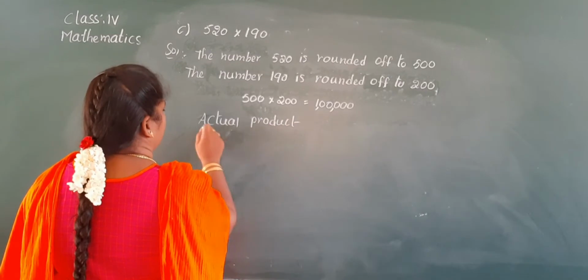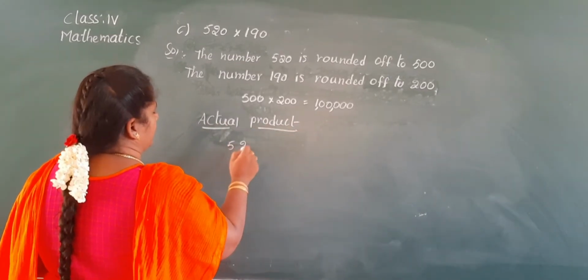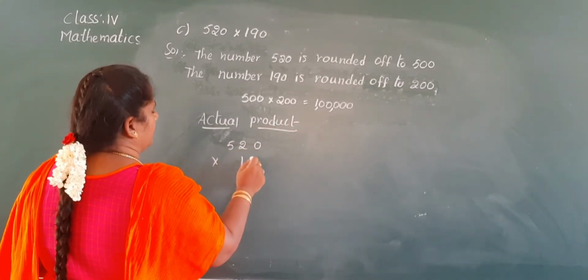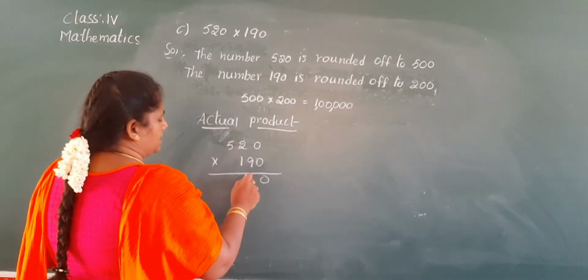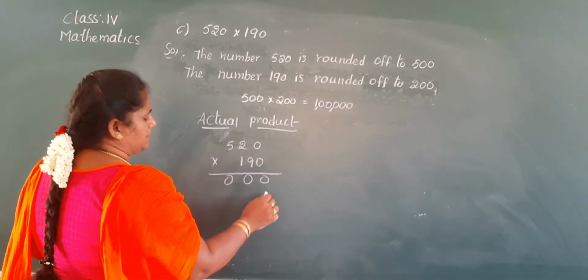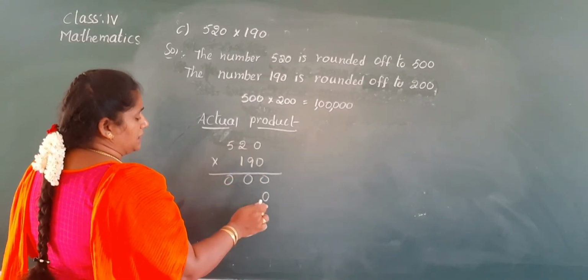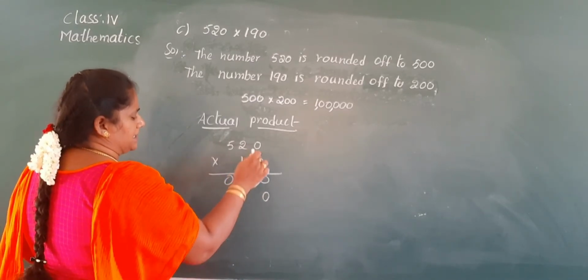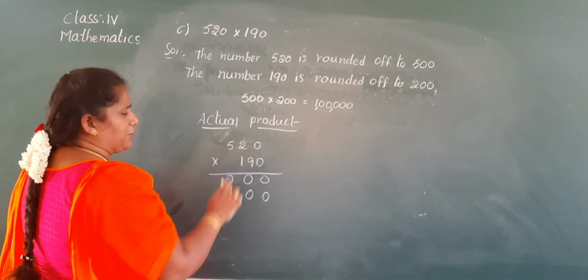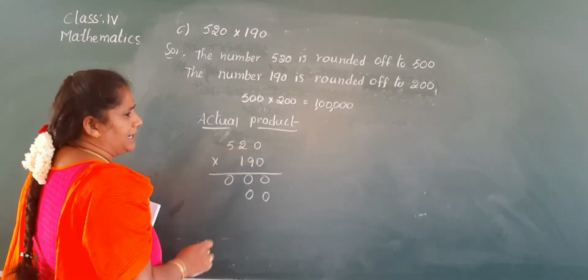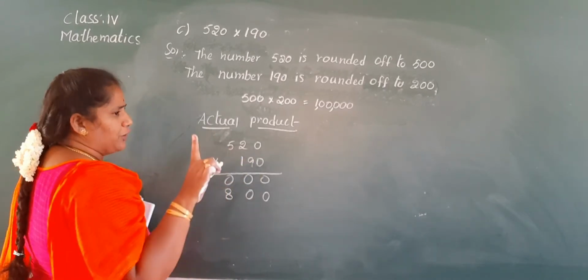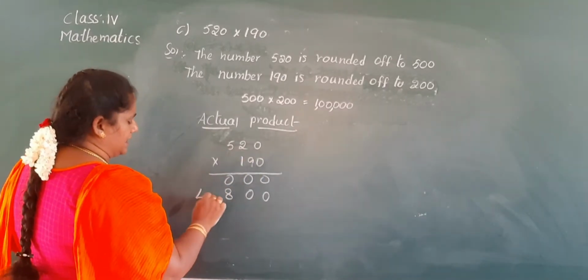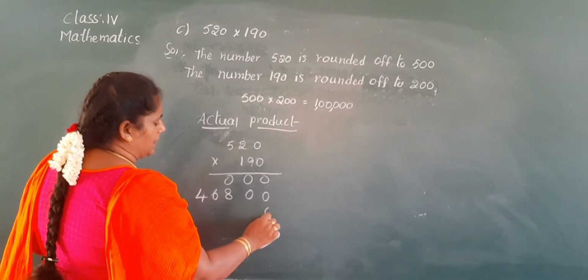Actual product. 520 into 190. So 0, 0, 0. Now tens place close. 9 0. Ones place close and start from the tens place. 9 0 0. 9 2s are 18. 1 in hand. 8 is down. 9 5s are 45 plus 1, 46.